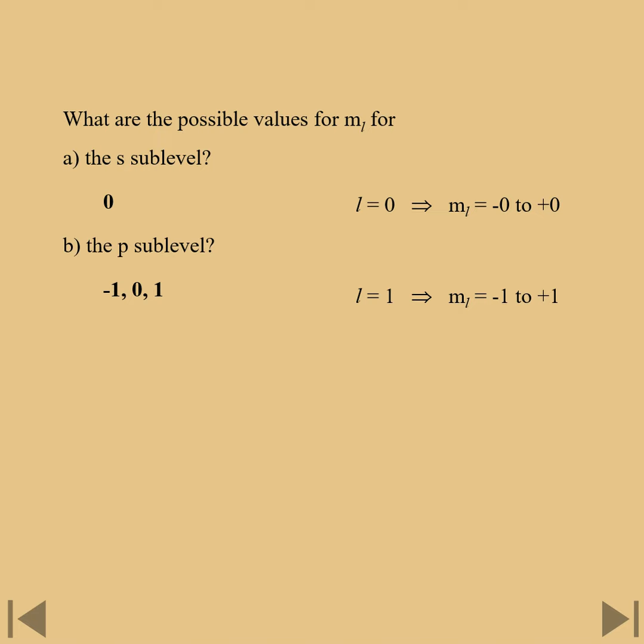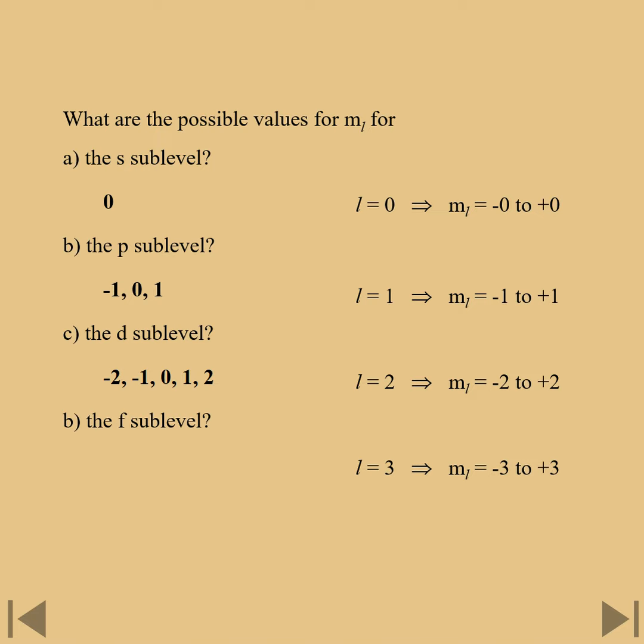for the P subshell. For the D subshell, L is equal to 2, and so we go from negative 2 through 0 to positive 2 for 5 orbitals: negative 2, negative 1, 0, 1, and 2. For an F subshell, L is equal to 3. So we go from -3 through 0 to +3. And this would be the 7 values of the orbital quantum number.